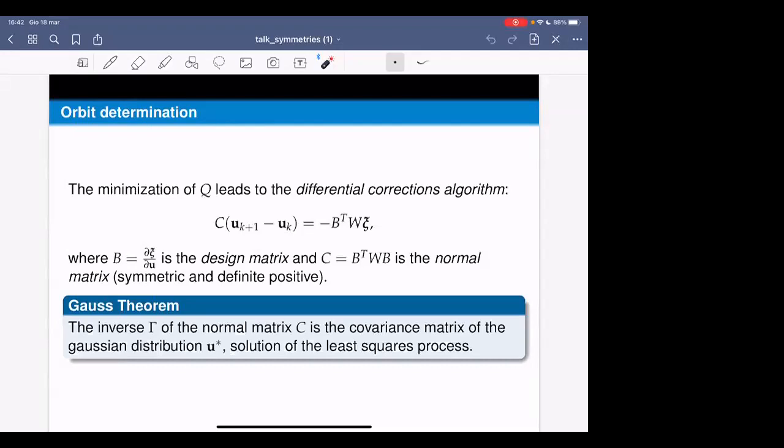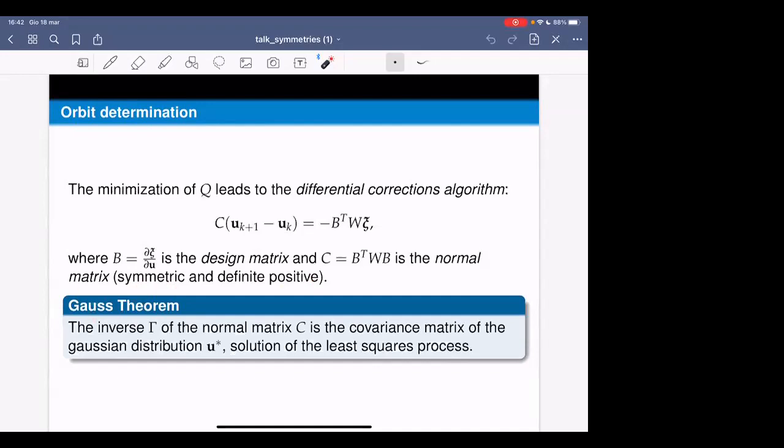It's called the normal matrix of the least squares fit. The properties of this matrix are that it is symmetric and positive definite. The important result, this is classical theory by Gauss.